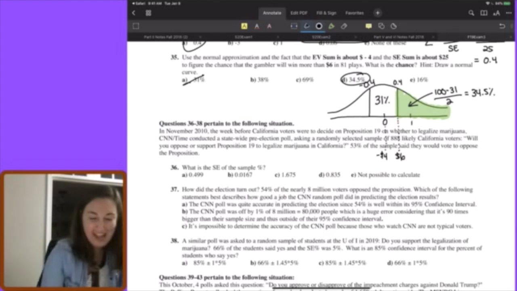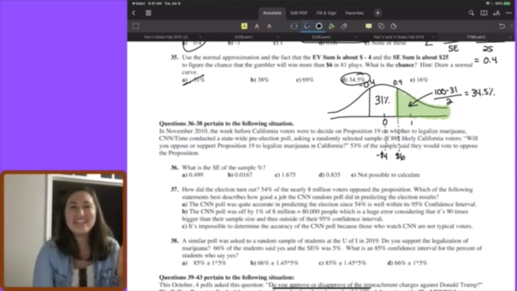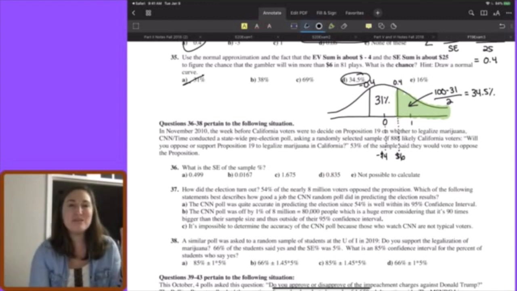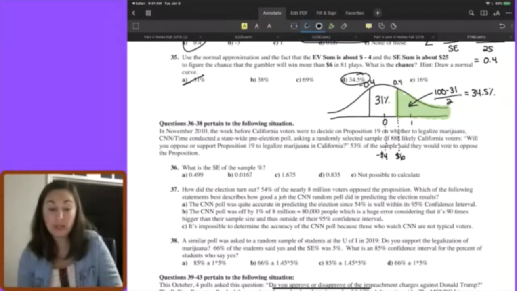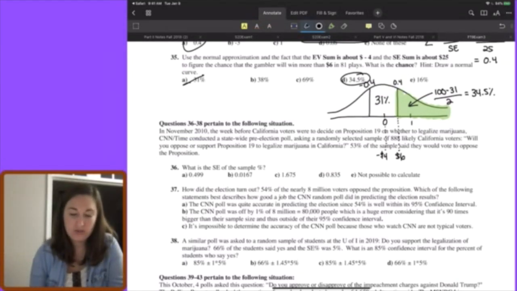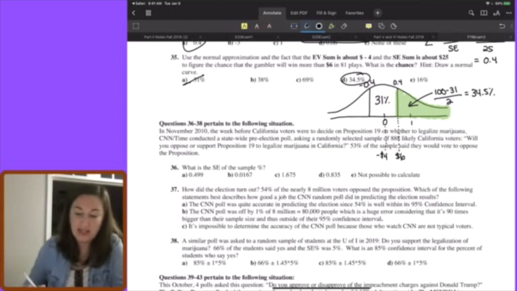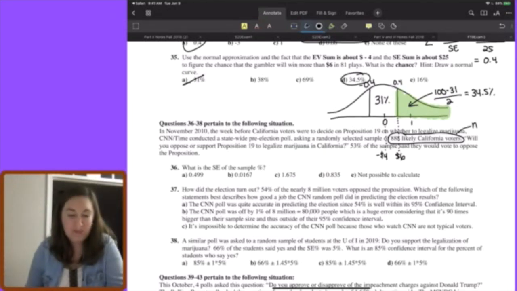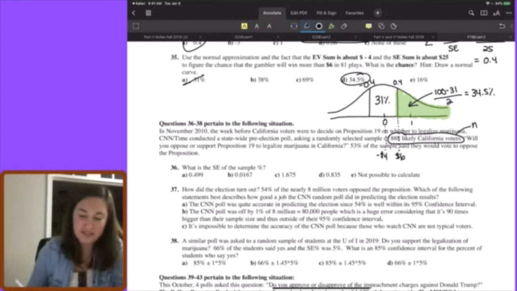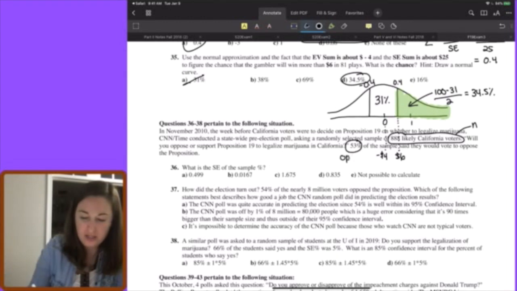So questions 36 through 38, it looks like we're finally getting into the polling or sampling part of this exam. It says in November 2010, the week before California voters were asked to decide on Proposition 19, whether or not to legalize marijuana, CNN and Time conducted a pre-election poll asking a random sample of 888 likely California voters. So that's my N. Will you oppose or support Proposition 19 to legalize marijuana in California? 53% of the sample said they would oppose.